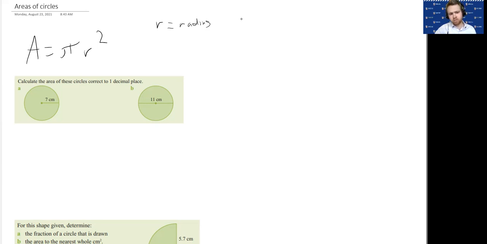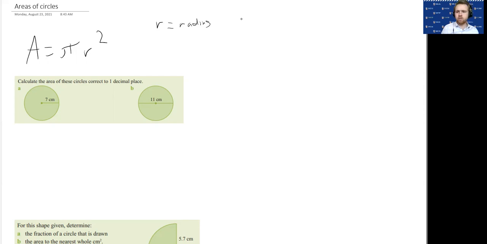We need to make sure that we remember, though, this is an area formula. We can differentiate it from the circumference by the fact that it has that r squared. The squared is the little clue to remember. This is an area, just like we have centimeter squared and meter squared, etc. We've got radius squared here.